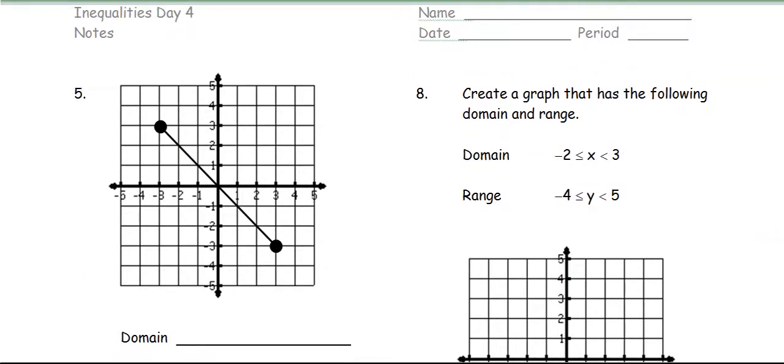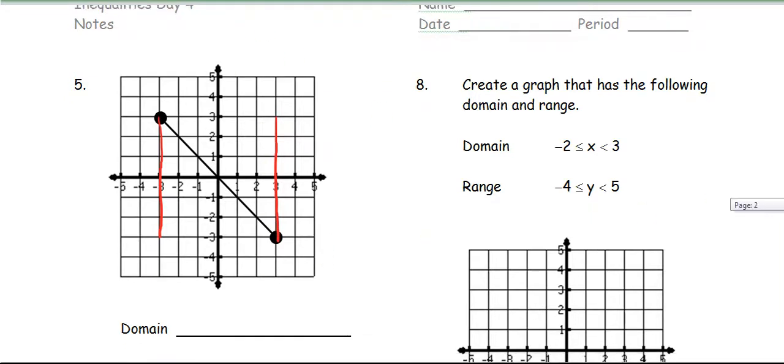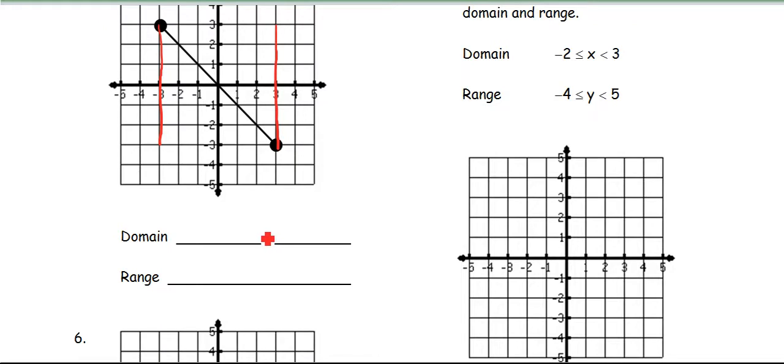All right. Let's try number 5. Our domain will be the vertical lines that go through our points. There is a stopping point on the left, a stopping point on the right. So I can write x, and then I can put these. It goes through -3 there. It goes through +3 here.